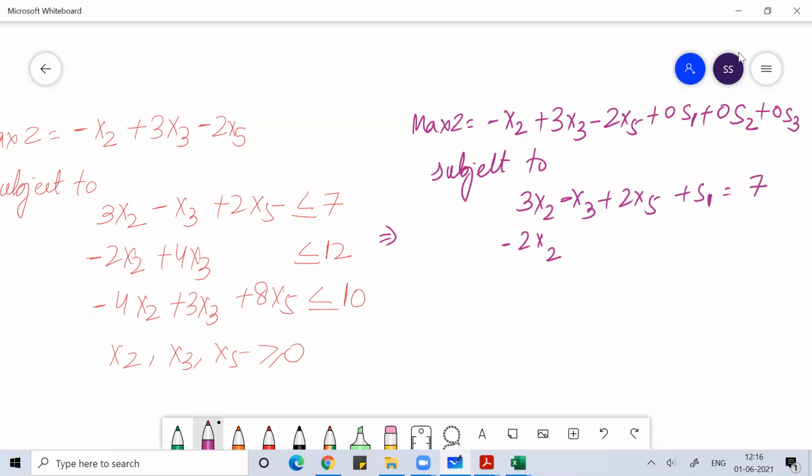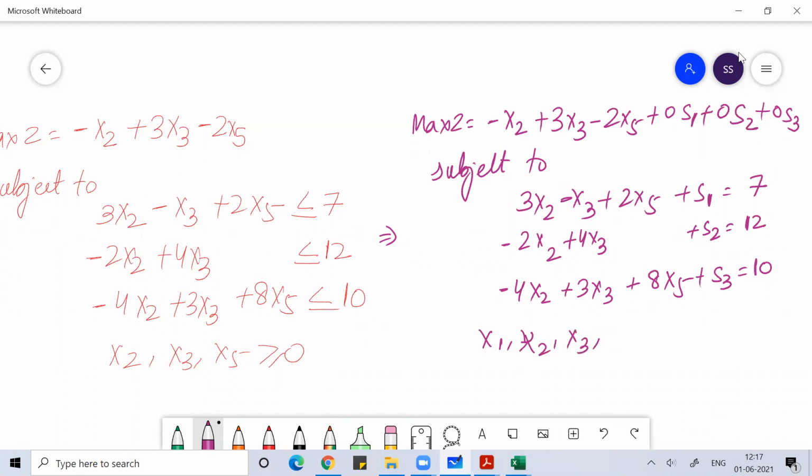So minus 2x2 plus 4x3 plus s2 equal to 12, and then minus 4x2 plus 3x3 plus 8x5 plus s3 equal to 10, where x2, x3, x5, S1, S2, S3 are greater than or equal to 0. Okay, so you understood, right?